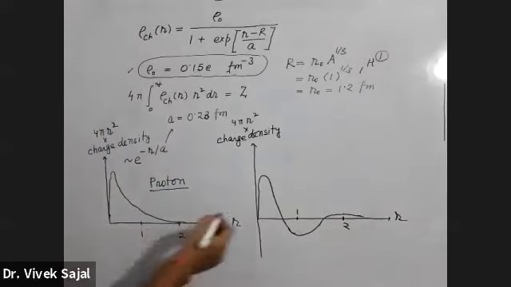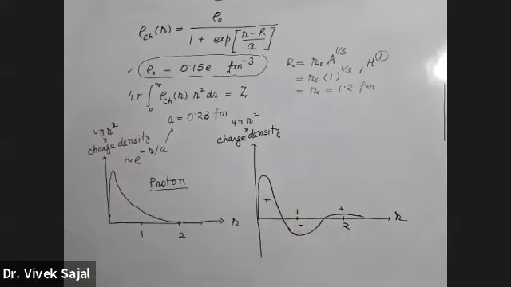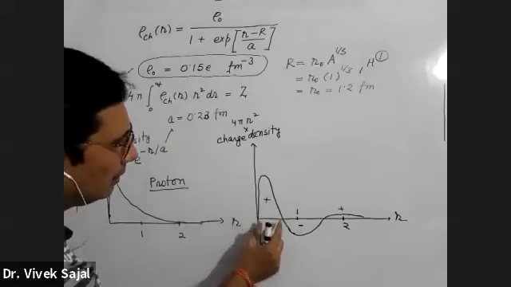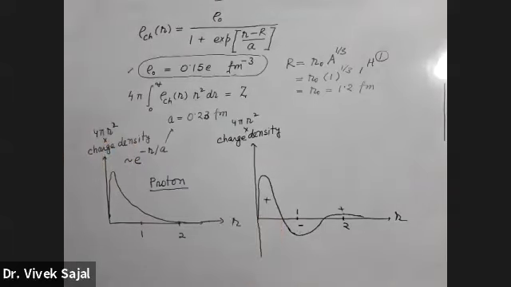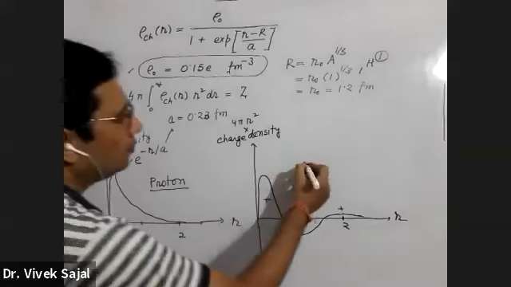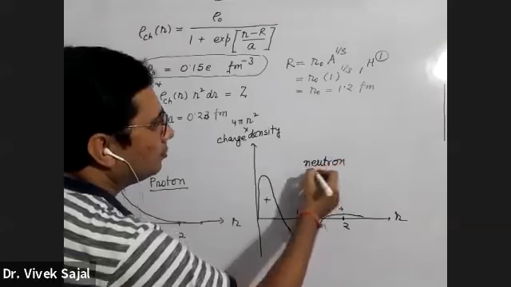So this is positive charge, this is negative charge, and total positive charge will be exactly equal to negative charge. So this is the charge distribution inside the neutron. Here the core of the neutron is positive.